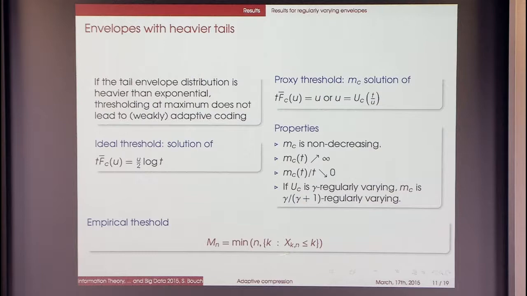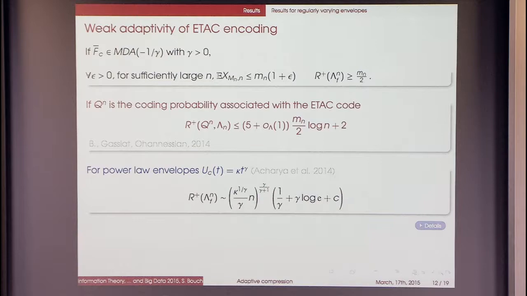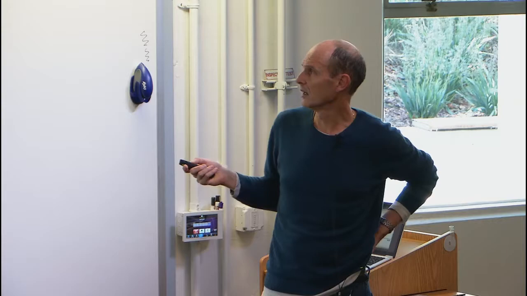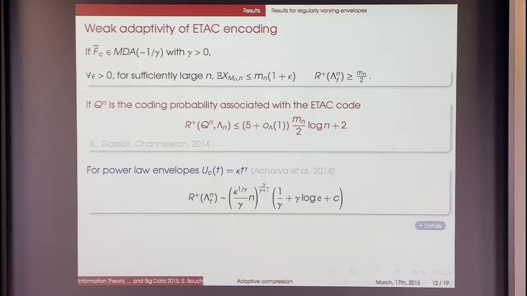an empirical threshold, a data-driven threshold, that will really mimic the behavior of this ideal threshold without being told about it. And then, using that, you would achieve this, well, still frustrating result. Weak adaptivity, because the minimax redundancy is not less than this strange ideal threshold. And the redundancy of our censoring code is not more than a constant times this quantity that grows like a power of n times log n.